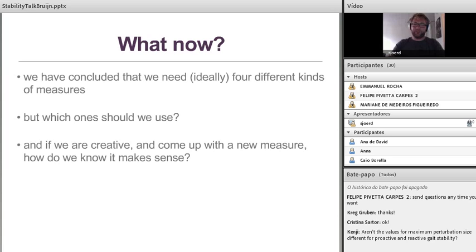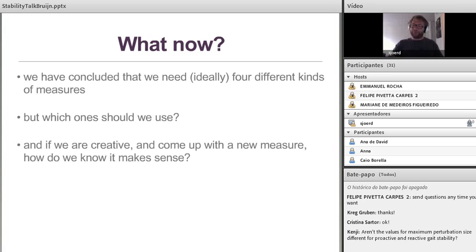So we have a measure. We concluded that we need 4 different kinds of measures, but which one should we use? Which measure should we use for each of these different types of stability? And if we are creative and we come up with some new measure, or for instance, say we want to quantify reactive perturbations or the steady-state gait stability, how do we know it makes sense? Because everybody can come up with something, and you maybe have some friends in the mathematics department and they tell you, wow, we have this fancy mathematic method which you definitely should use, right? So how do you know it makes sense?